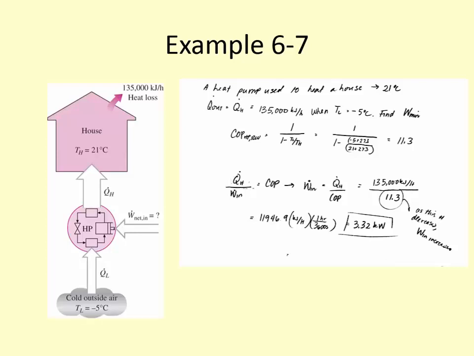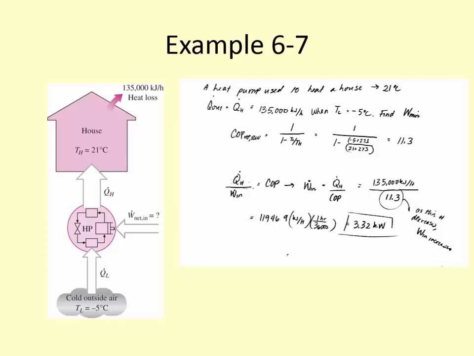Now, how would this problem change if we said, okay, now instead of being -5 outside, the temperature is 15 degrees Celsius? What would happen to our coefficient of performance? So if this number is bigger, then this number is smaller, so this number is bigger. Yeah, so our coefficient of performance will actually increase for a heat pump when our temperature outside increases, or as our temperature inside decreases.